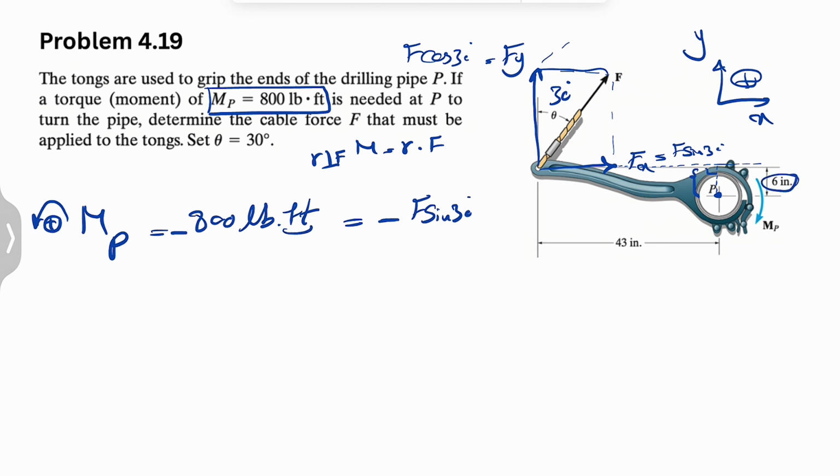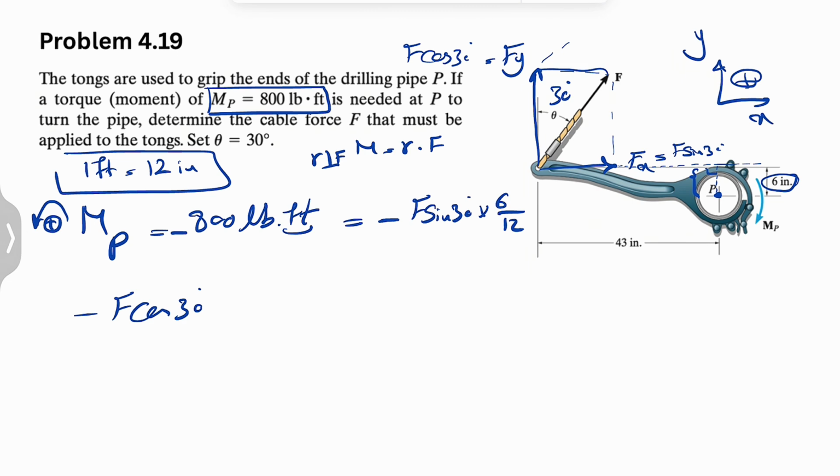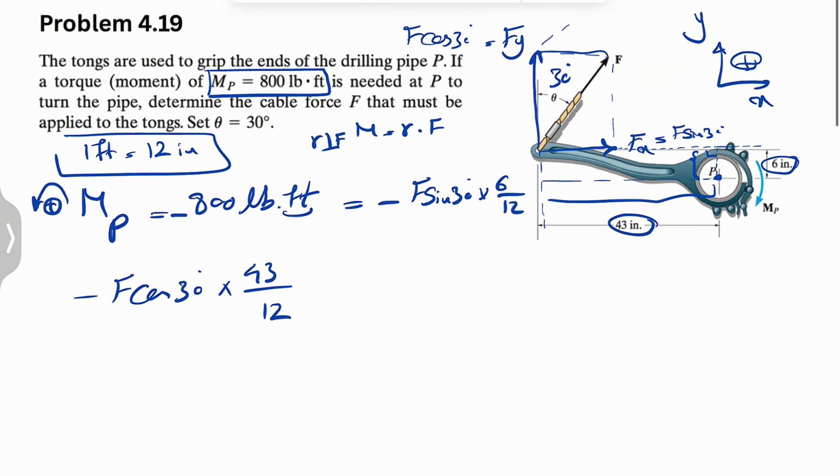Keep in mind that we have the moment in foot units, so we just have to be consistent with the unit. We can either multiply the 800 by 12 or divide these distances by 12. Both work. Let's just do 6 divided by 12, because we know 1 foot is equal to 12 inches, so the 12 is the unit conversion. For F cosine of 30 degrees, it's the same idea: the vertical distance from P to the line of action is this distance, 43, again in inches divided by 12, and that's how we're going to find F.